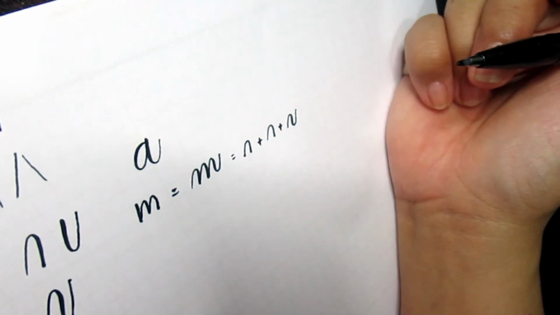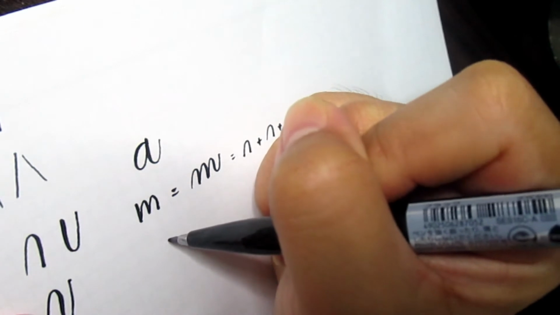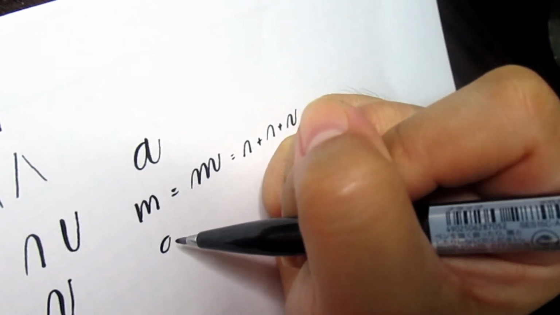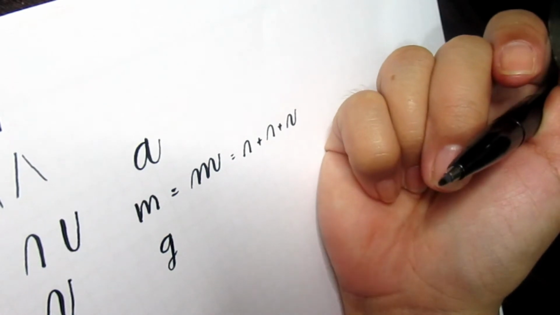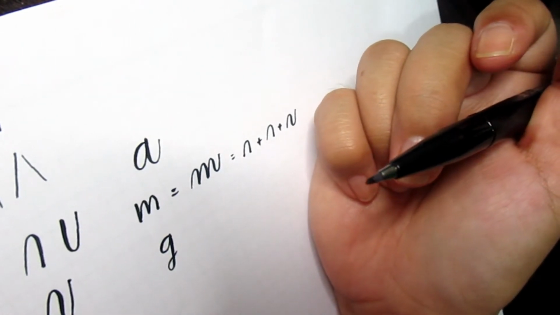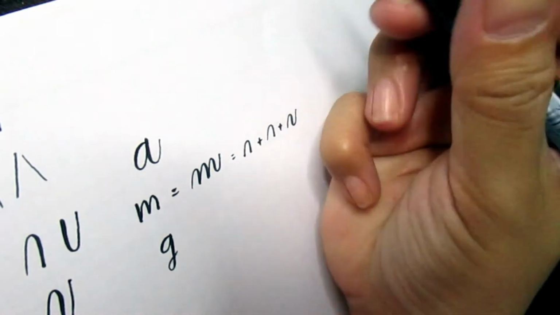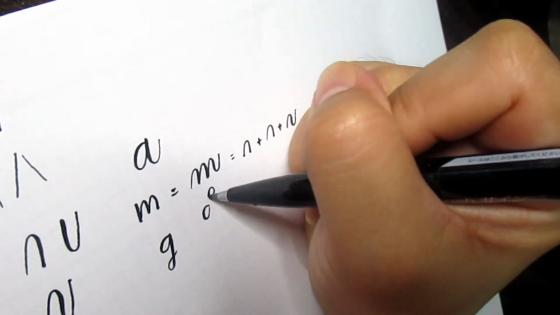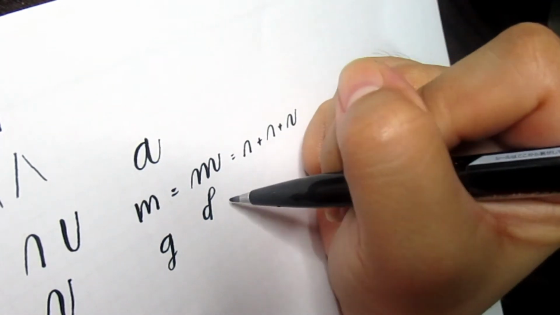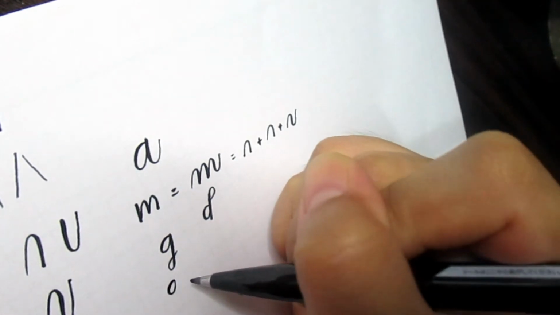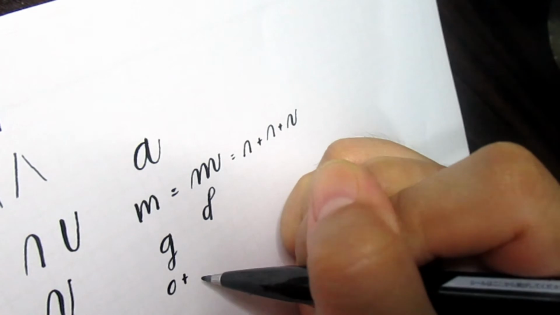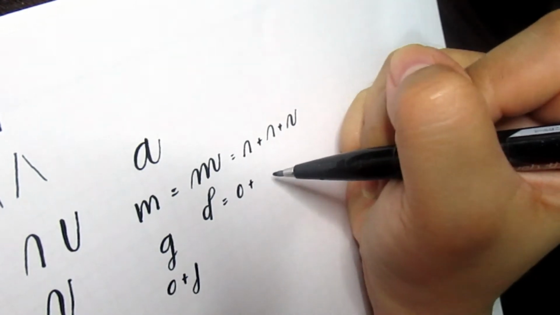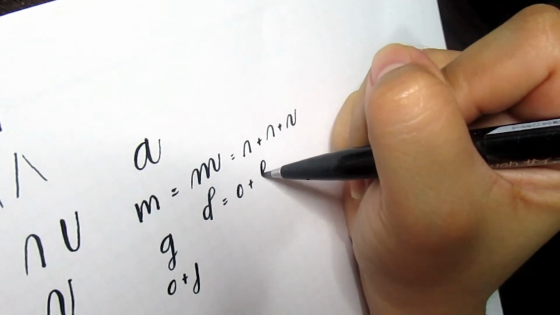Let's try one more letter like G. For G we have an oval and a descending loop. There you go, so we have G. Let's try to do letter D. For D we have an oval, then an ascending loop. Again, for G it's an oval plus a descending loop. For D we have an oval plus an ascending loop. There.